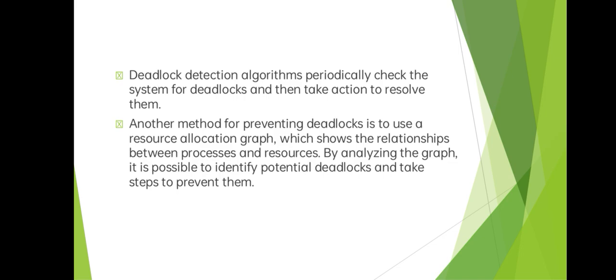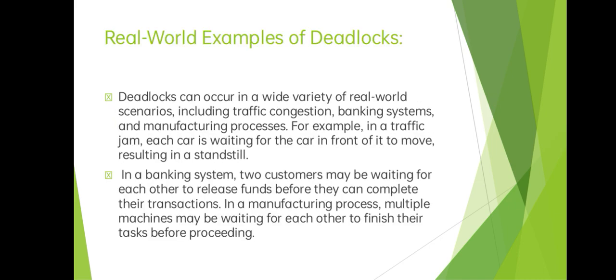Another method for preventing deadlock is to use a resource allocation graph, which shows the relationships between processes and resources. By analyzing the graph, it is possible to identify potential deadlocks and take steps to prevent them. So let's see some real world examples of deadlocks. Deadlocks can occur in a wide variety of real world scenarios, including traffic congestion, banking systems, and manufacturing processes.